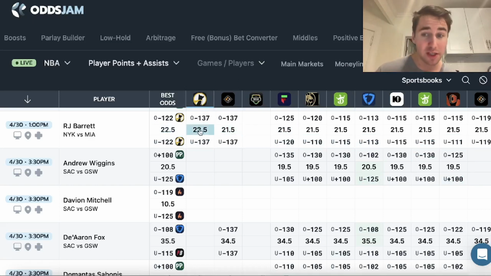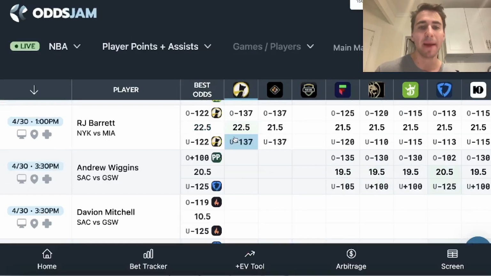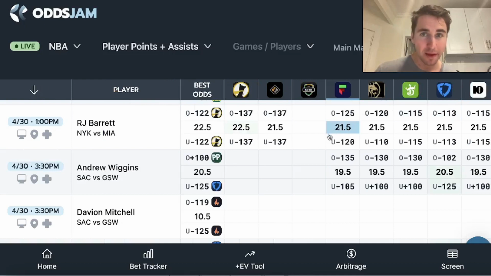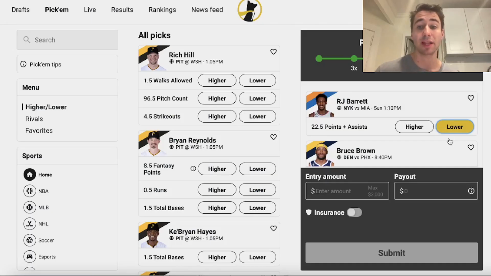Underdog is at 22.5, right? So we can zoom in a bit. Underdog, they're too high. We have all these data points. They're all telling us the same thing. This line should be set at 21.5. Underdog's at 22.5. We found a discrepancy. We found value in the market. So that's the first play that I'm going with. RJ Barrett under 22.5 points plus assists.